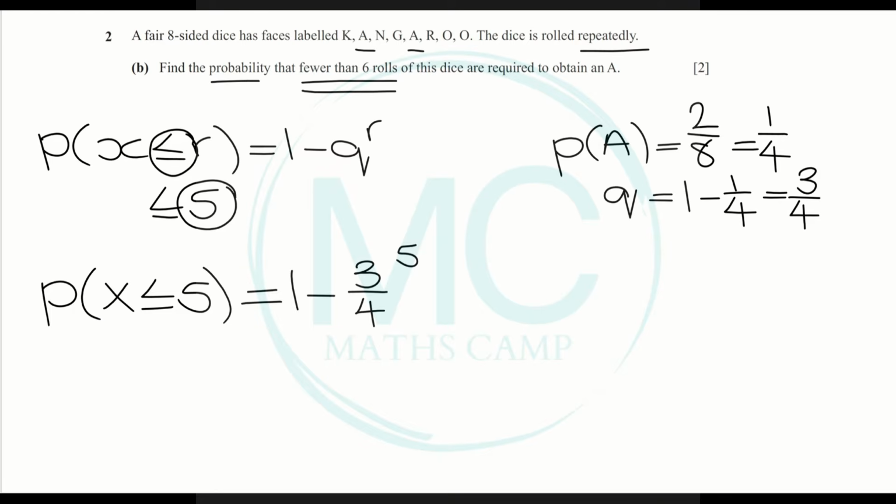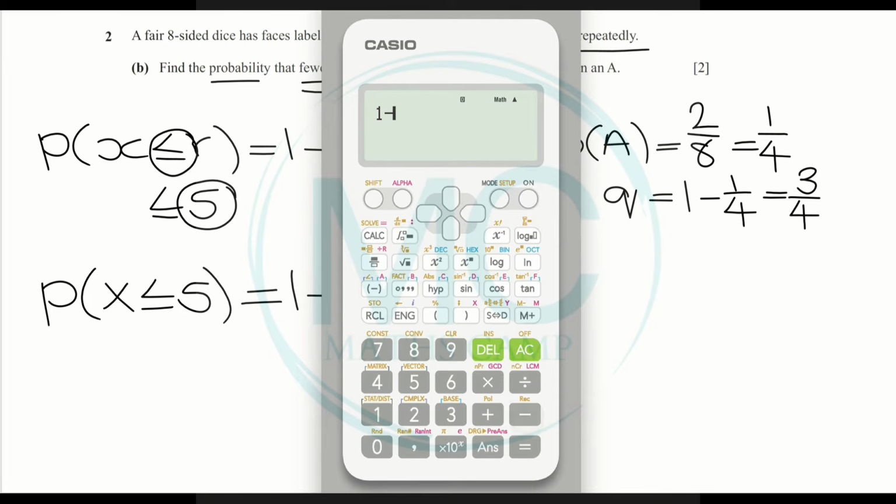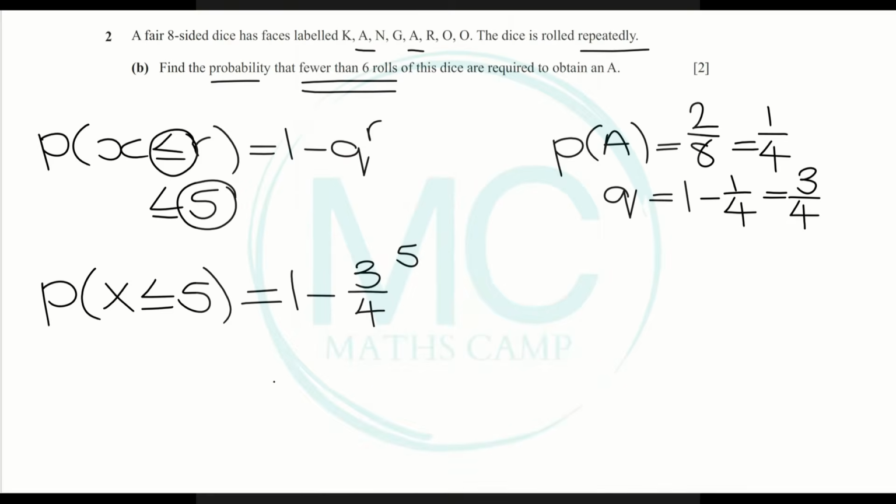Now I can take my calculator. 1 minus, open a bracket, 3 over 4, close the bracket with an exponent of 5 is equal to, let's make it a decimal, 0.7626, round off to 3 decimal places. We're going to get an answer of 0.763.